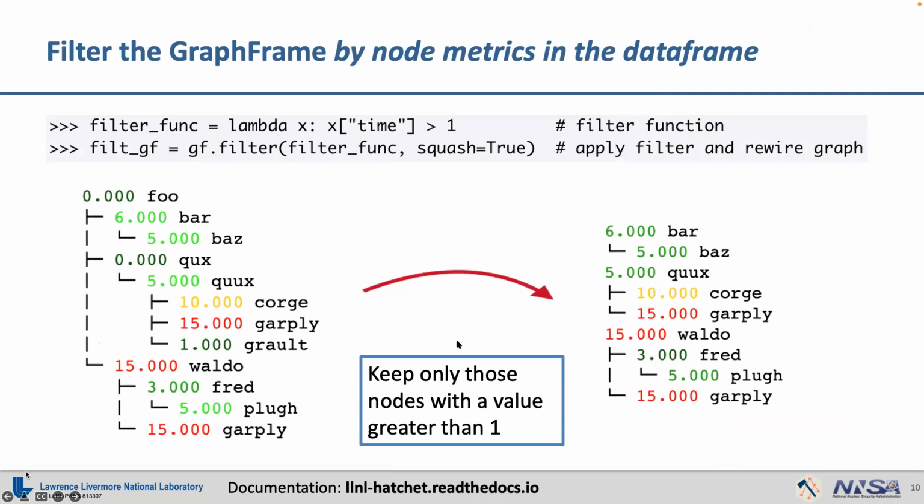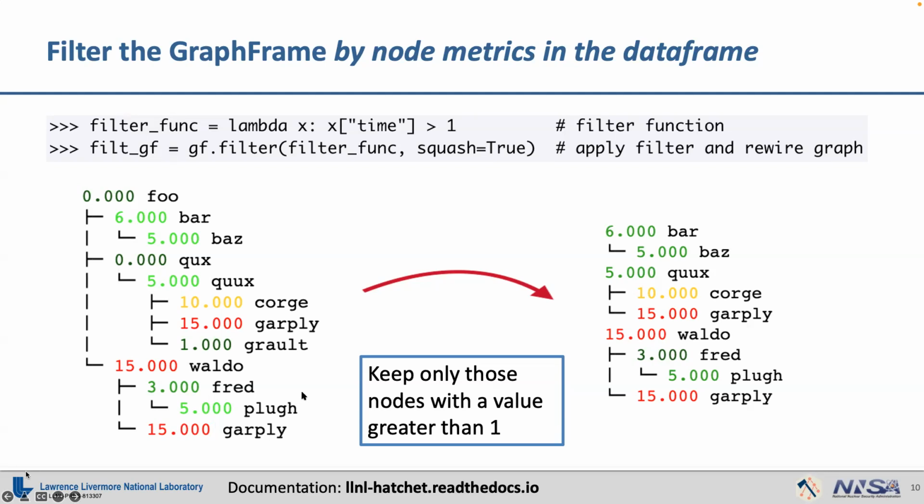So one of the other operations that we can do in Hatchet is filter the graph frame so that you can focus your analysis on a particular region or area of the graph. This first filter example is filtering based on the particular node metrics in your data frame. In this example, we're interested in keeping nodes that have a time value greater than 1. Maybe we have several nodes that are very fast and we're not interested in them, and so we want to remove all of that extra noise from our graph so that when we're printing it, it's only nodes that are of interest to us.